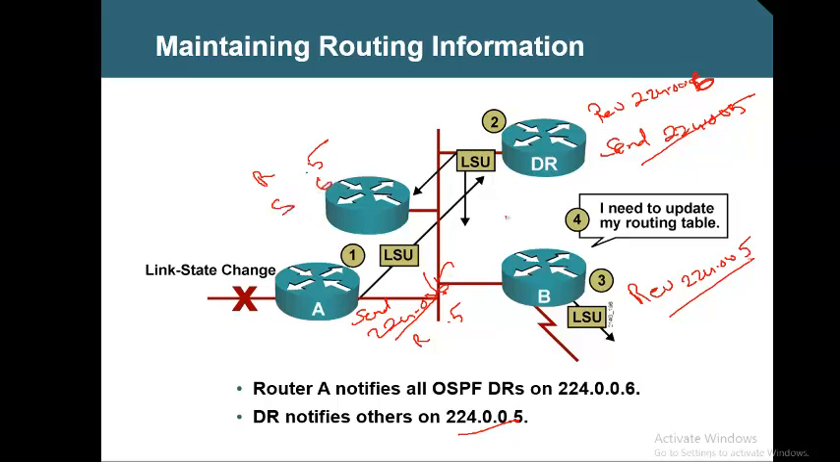Question again. If router A sends an update to 224.0.0.6, who can receive? Only the DR, because he is the listening router for this address 224.0.0.6. He only can receive. So that solves the problem. There is now no duplication of updates. When the DR sends, everyone receives. They don't send back to the DR because they received it from the DR. So there's no duplication.